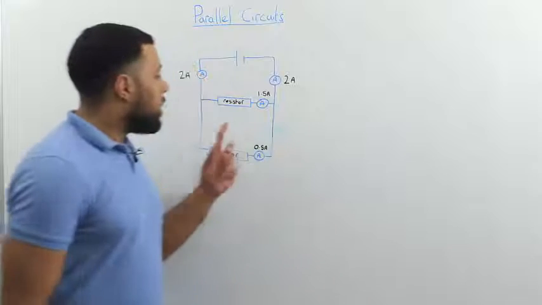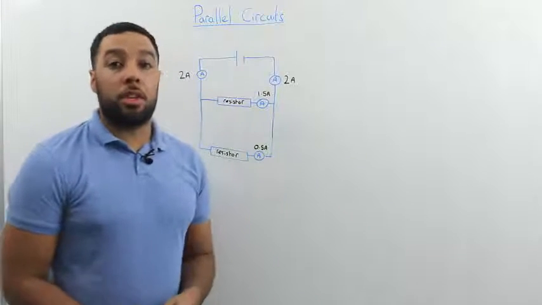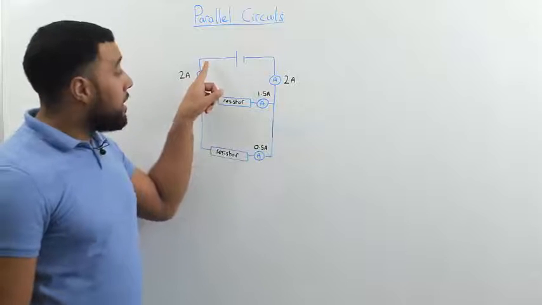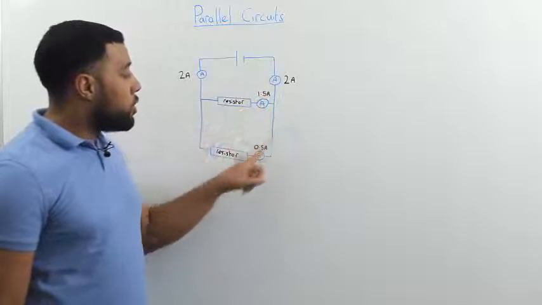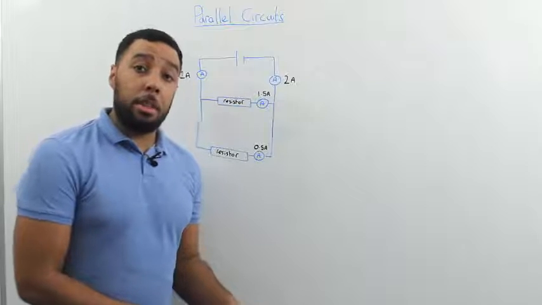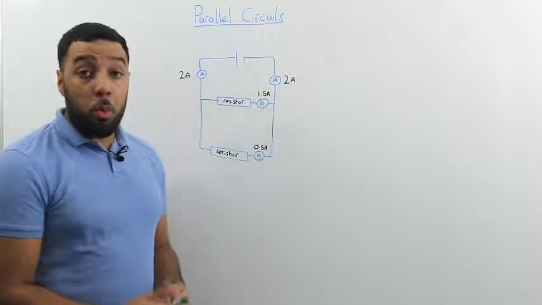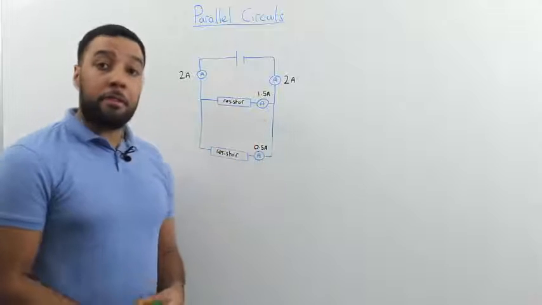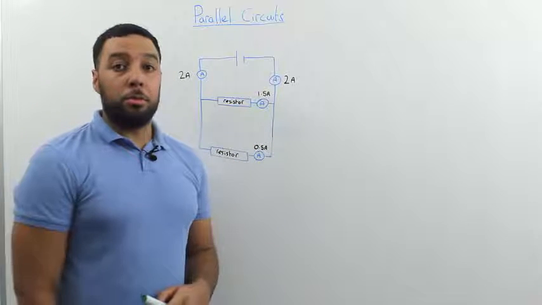On the board here, I've drawn an example of what a parallel circuit looks like. And as you can see, in a parallel circuit, there are two loops, or there could be more. This is different from a series circuit because in a series circuit, there's only one loop, whereas in a parallel circuit, there are multiple paths for the current to travel.